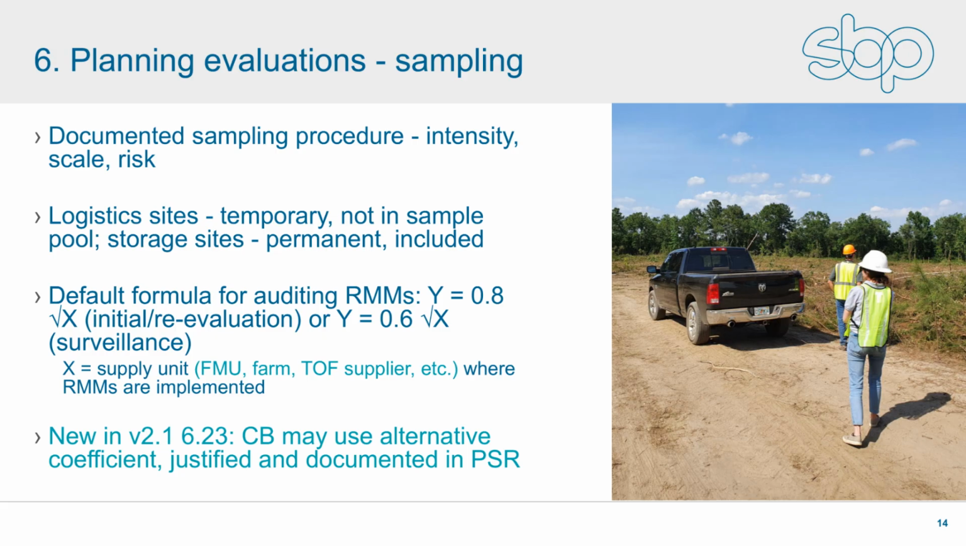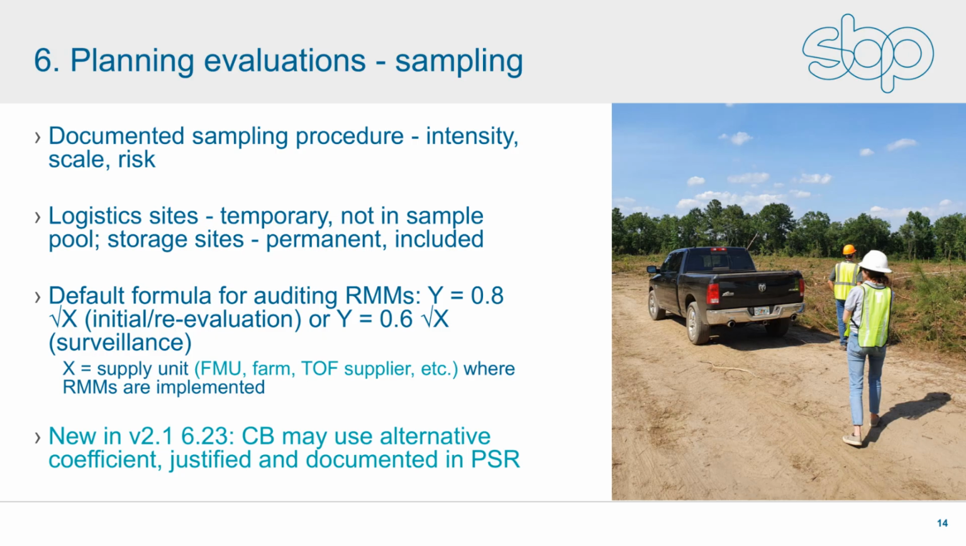Version 2.1 also adds flexibility. A certification body may develop a sampling methodology that uses an alternative coefficient, provided the alternative is properly justified and documented in the public summary report. The obvious use case is a biomass producer with a very large number of small forest owners, where the default formula would produce a disproportionately large sample. The key discipline here is documentation. If you deviate from the default, your reasoning has to be visible in the PSR.